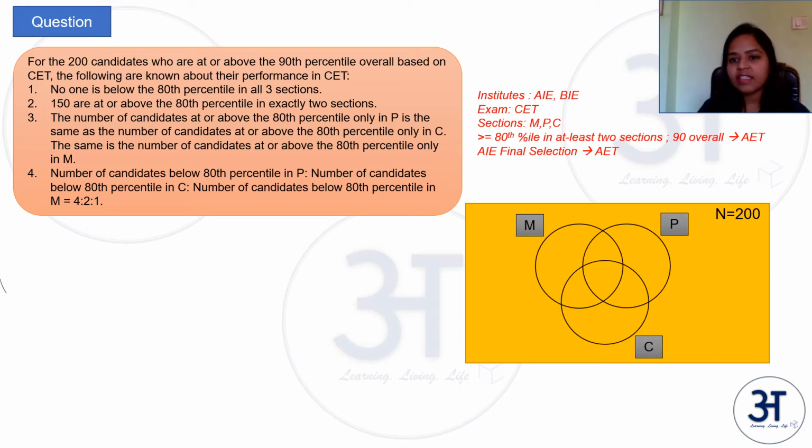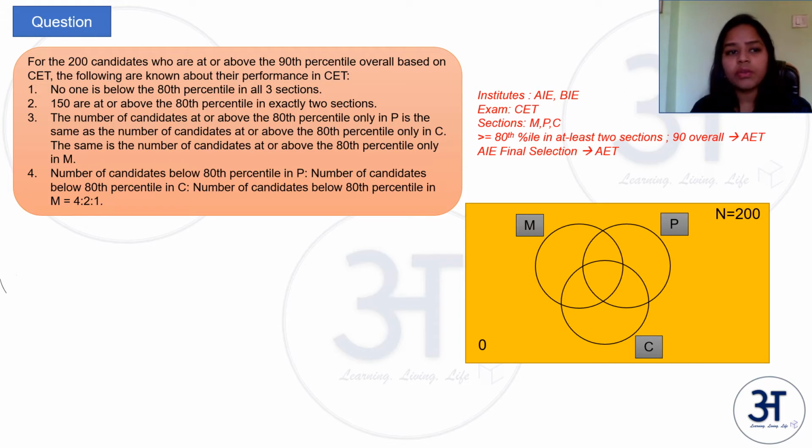So we'll take three sets, M, P and C, and these sets represent those students who are greater than or equal to 80 percentile in those sections. And obviously this entire set contains those students who are greater than or equal to 90% overall. So here it is given that no one is below 80th percentile in all three sections. This means that those students who are outside these sets and within this 90 percentile overall set are 0.